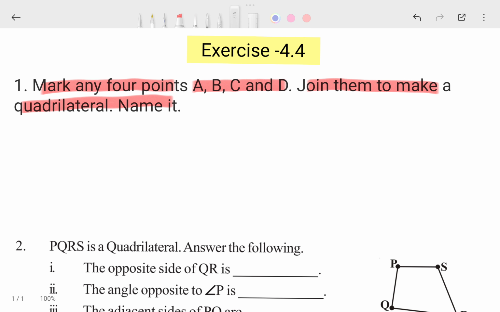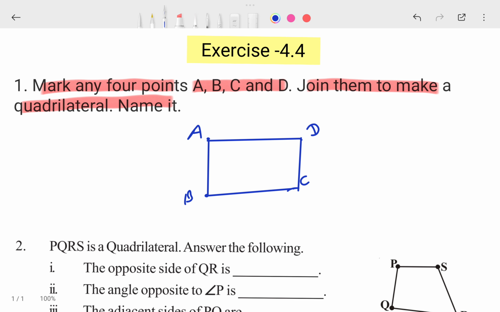Now here we have to take 4 points. Let's suppose this is A, this is B, this is C, and this is D. These are the points. Let's join them. A to B I'm joining here, B to C I'm joining here, then C to D I'm joining here, and D to A I'm joining here.